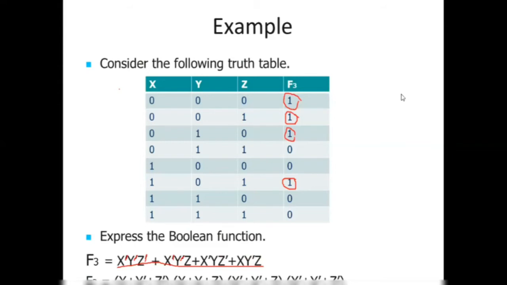If you are given any truth table with some function and some variables, and you are asked to write the function, there are two ways you can write it. One way is using min terms, and the second way is using max terms. Those are the two basic ways you can do this.